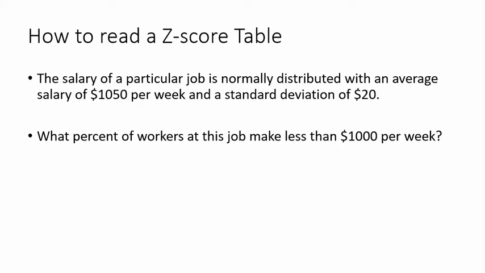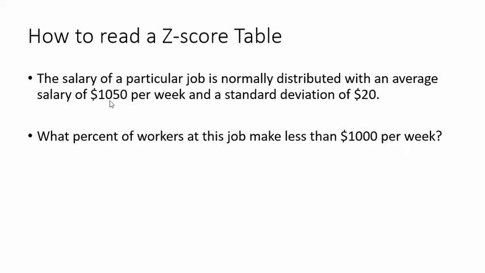In this video, I want to look at how to read a z-score table. So I'm going to motivate that with this example. The salary of a particular job is normally distributed with an average salary of $1,050 per week and a standard deviation of $20. What percent of workers at this job make less than $1,000 per week?